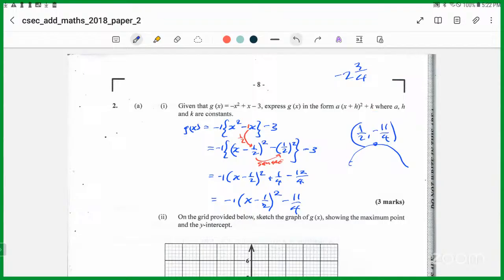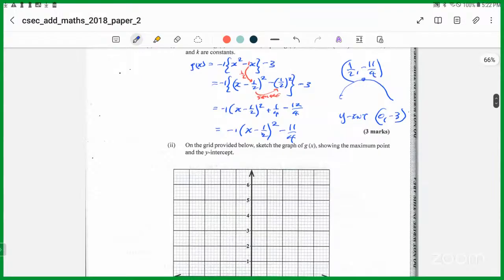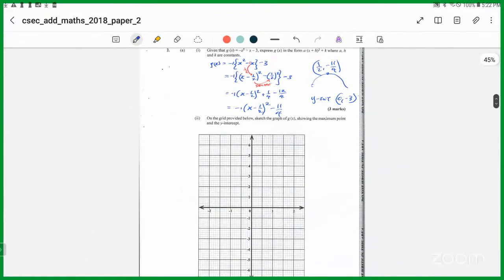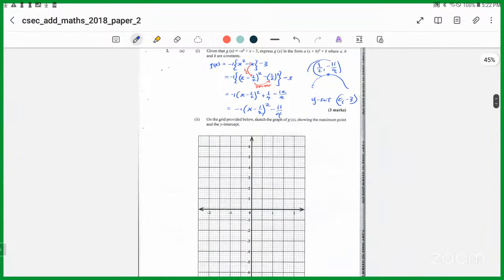Then you're going to cross the y-axis at negative 3, the constant there. So the y-intercept is 0, negative 3. Alright, so it's going to go like this. So give us some grid. Give us a grid. So we're looking for half, minus 2 and 3 quarters.